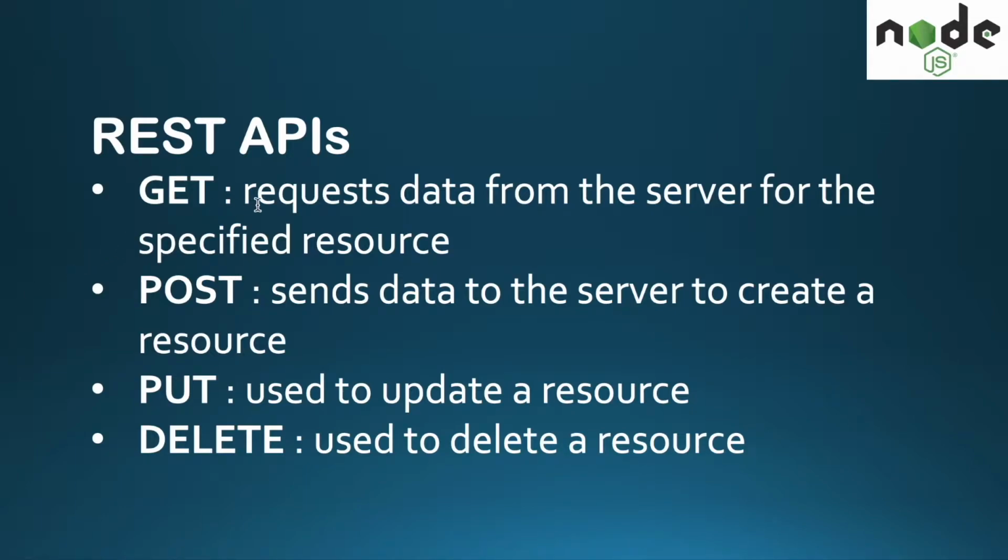So get is to request data from the server for the specified resource. So whenever we want to fetch data from the server, we typically use a get request. Post is to send data to the server to create a resource. So for example, we want to create the details of a new student, a new product, we will use post. Put is to update. So if you want to edit some details, that is put, and delete is used to delete a resource. So these are the APIs we will implement in Node, and as we go along in this video lesson, you will see how we will implement it.